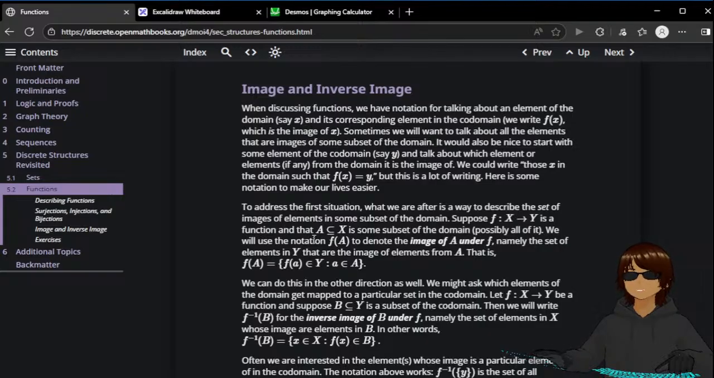We'll use the notation f(A) to denote the image of A under f, namely the set of elements in Y that are images of elements from A. That is, f(A) is equal to the set of f(a), which is an element of Y, where a is an element of the set A.